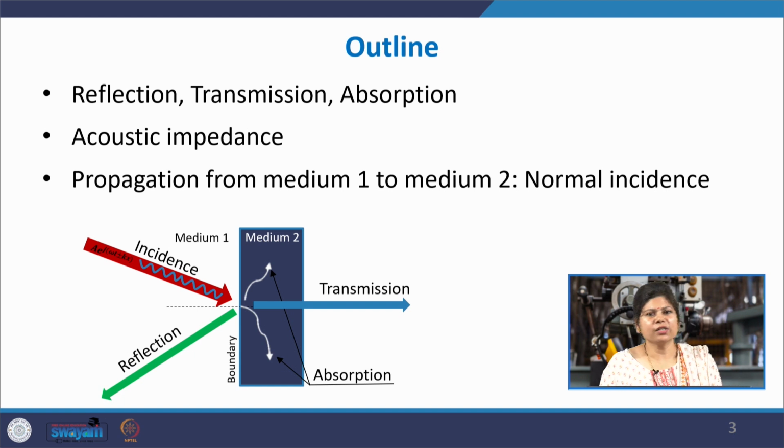So, in this lecture we will see the important concepts called reflection, transmission and absorption, and another terminology called the acoustic impedance. Once we have derived some relations, we will see what happens when the sound wave propagates from medium 1 to medium 2. The first case we will study is when the wave is incident on a medium boundary at the normal angle.